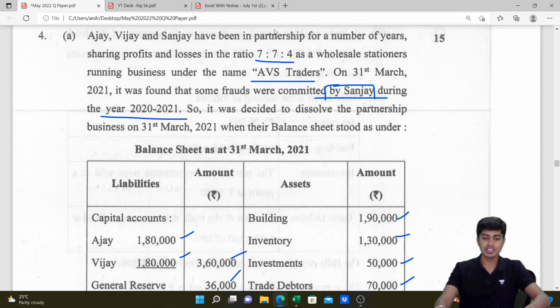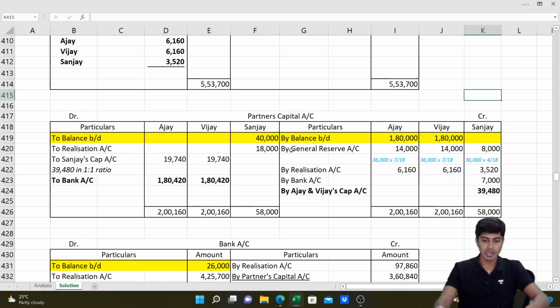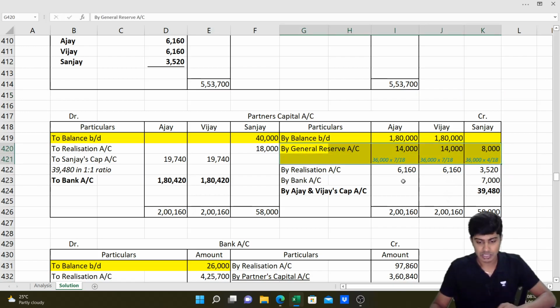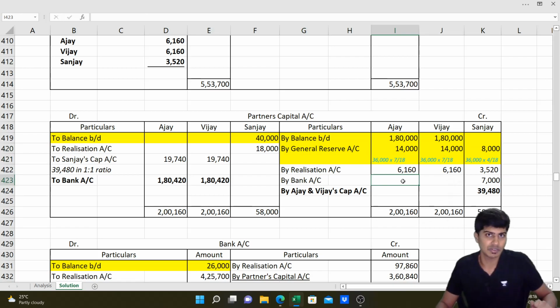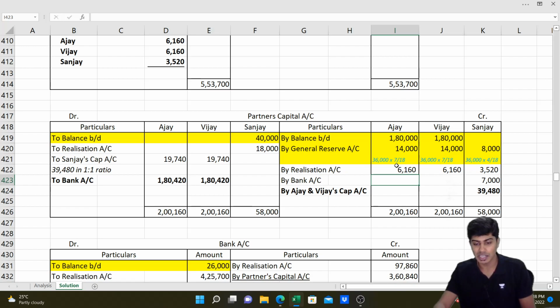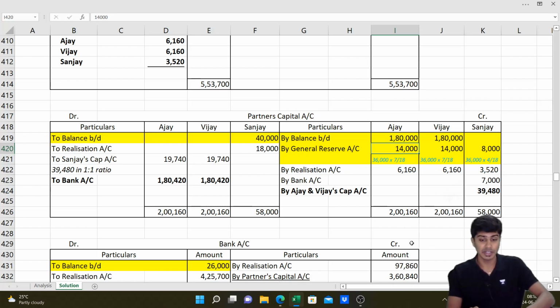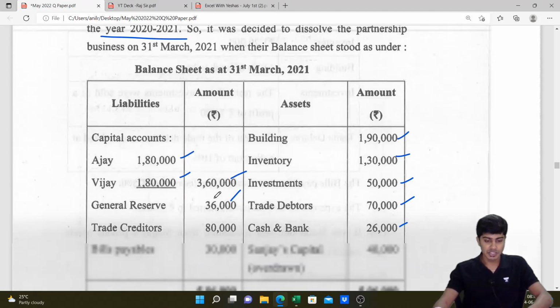This general reserve of 36,000 should be shared between all the partners in their old profit sharing ratio, 7:7:4. So I've written here general reserve 14,000, 14,000 and 8,000. This is sharing of 36,000 in 7:7:4 ratio. I'm not even telling you, just do that, it will come to this amount. I've written the exact computation also here: 36,000 into 7 by 18, 36,000 into 7 by 18, 36,000 into 4 by 18. That is 8,000, 14,000 and 14,000. I hope you all understood. By this we're done with reserves.